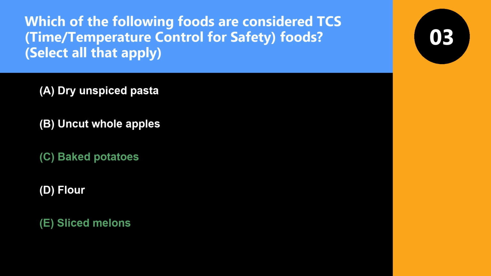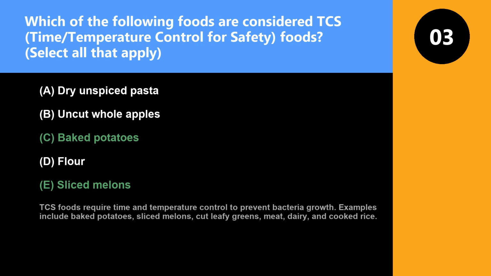Baked potatoes, sliced melons. TCS foods require time and temperature control to prevent bacteria growth. Examples include baked potatoes, sliced melons, cut leafy greens, meat, dairy, and cooked rice.